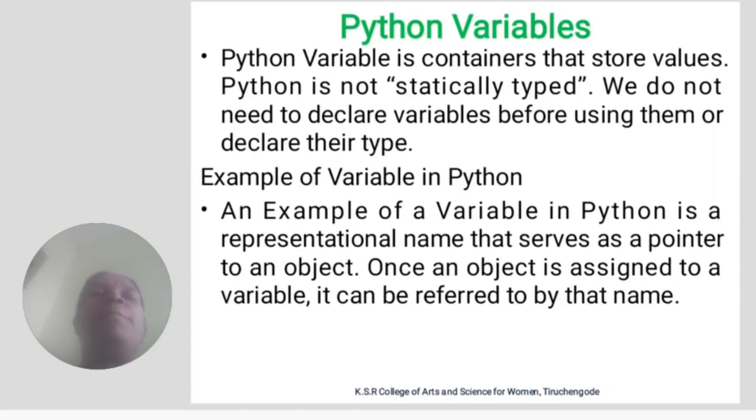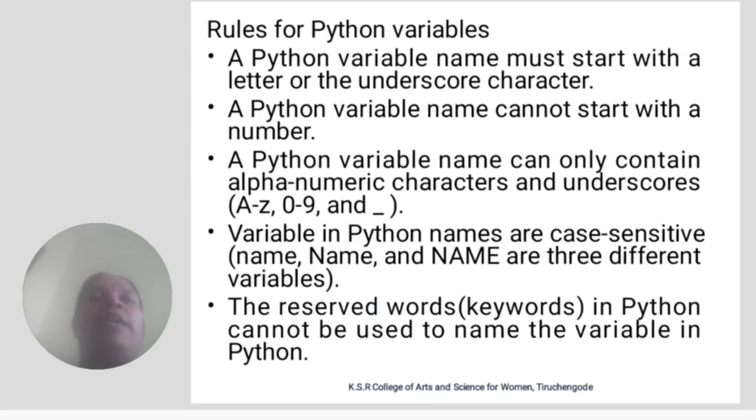Python variable. A Python variable is a container that stores values. Python is not statically typed. We do not need to declare the variable before using it or declare its type. Example of variable in Python. A variable in Python is a symbolic name that serves as a pointer to an object. Once an object is assigned to a variable, it can be referred to by that name.